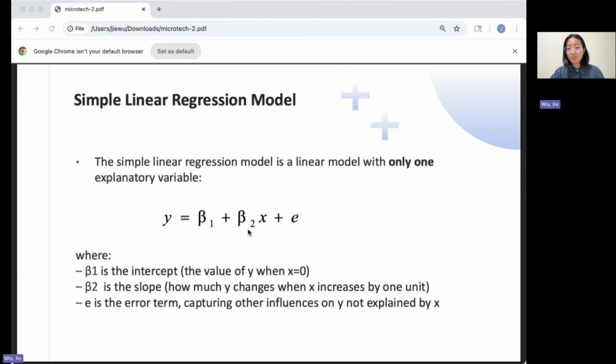So yes, the simple linear regression model is not realistic because it ignores some other variables and it makes a wrong assumption about the linear relationship. But it's still powerful because it helps us build intuition and gives us a starting point for more advanced models. So in this course, we will first learn how to estimate the simple model, and later we'll relax those assumptions to make our models more realistic.